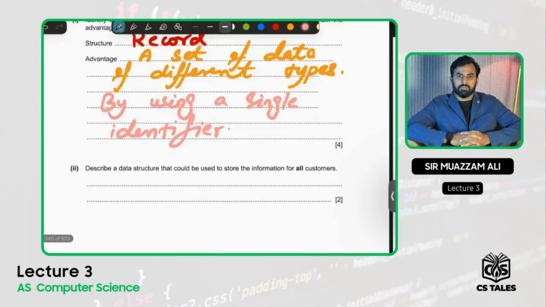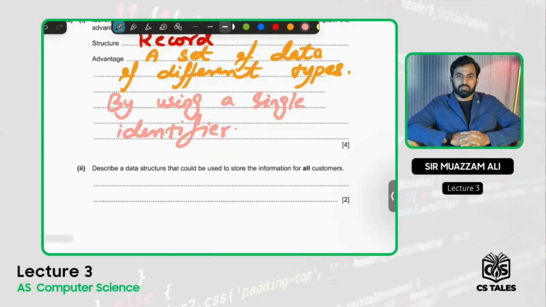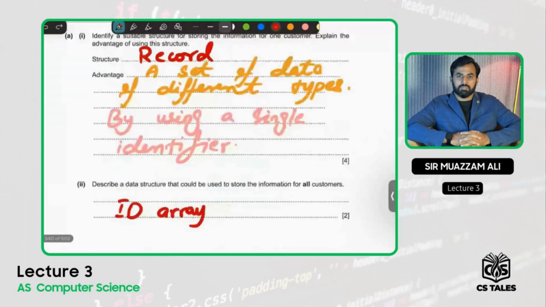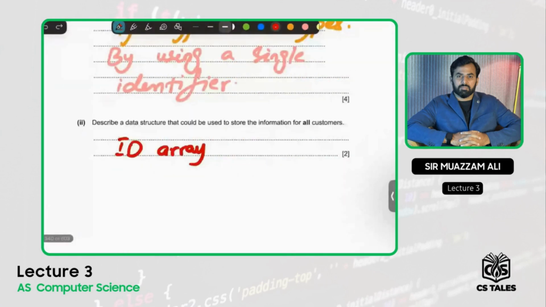Next is saying that describe a data structure that could be used to store the information for all the customers. So one type of data type variable that uses a number of values is basically an array. So it should be, let's suppose, a one dimensional array. Which type of array? Of records. A 1D array of records.